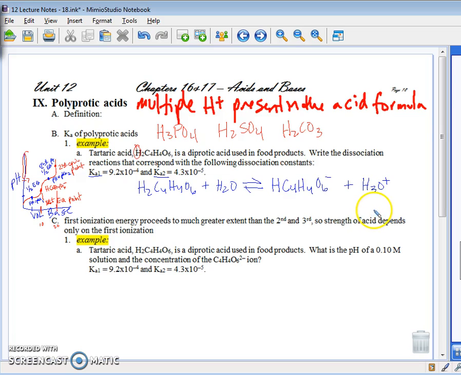We only do it one time. Then, what's the second reaction that happens? Then we have that HC4H4O6 minus can also hydrolyze water and form the C4H4O6 2 minus and an additional H3O plus.